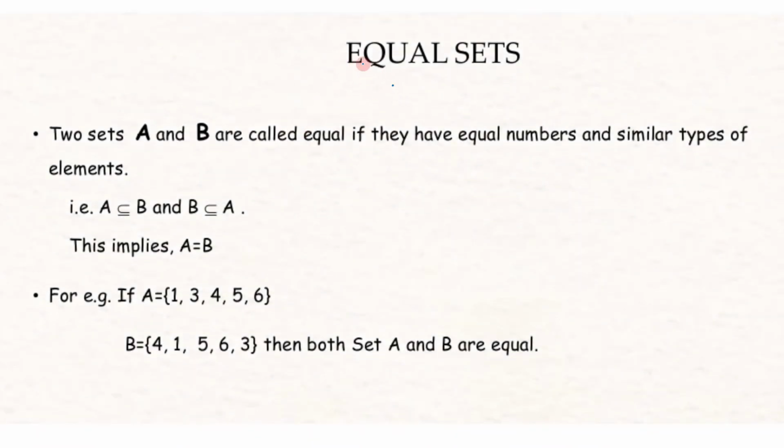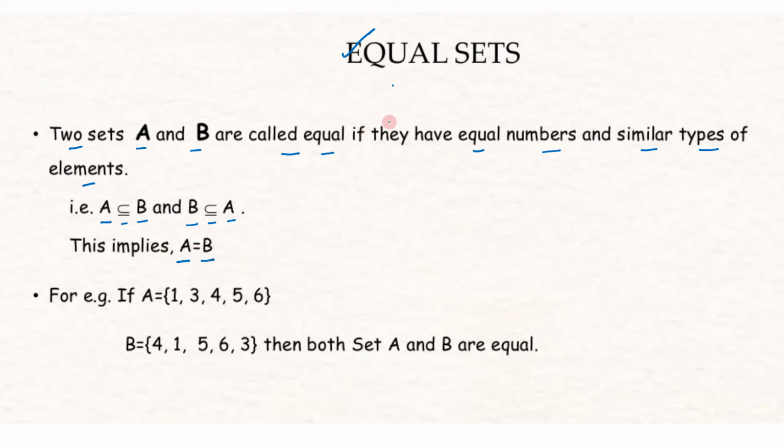Moving further, we have equal sets. Two sets A and B are called equal if they have equal numbers and similar types of elements. Consider two sets A and B. Here we are having an equal number of elements. The elements of both the sets are equal in number and the elements are similar in nature as well. So here we'll be having A is a subset of B and B is a subset of A as well. So in this case, A will be equal to B.